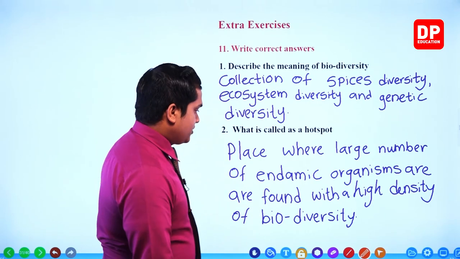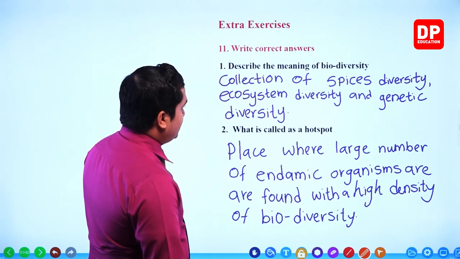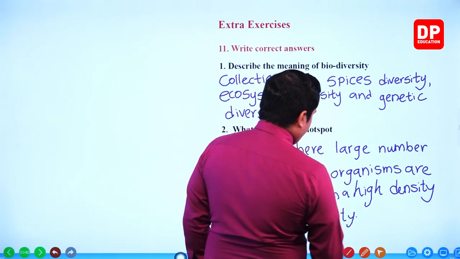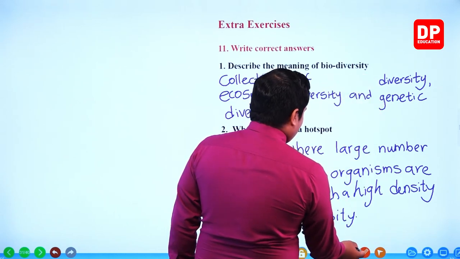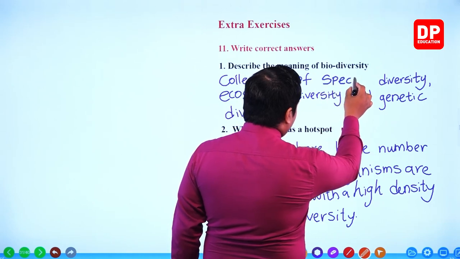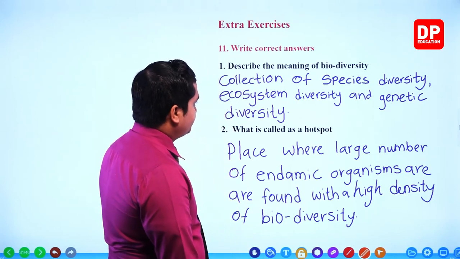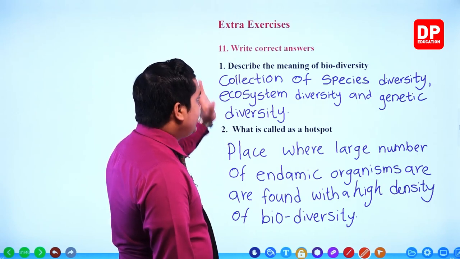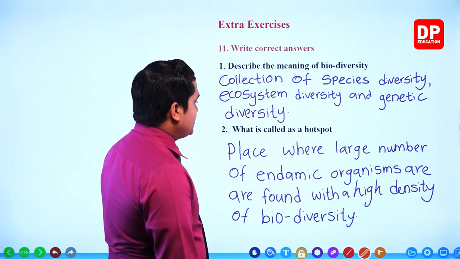So the first question they're asking about is, describe the meaning of biodiversity. There's a small mistake in here. Species diversity, ecosystem diversity, and genetic diversity, collectively known as biodiversity.